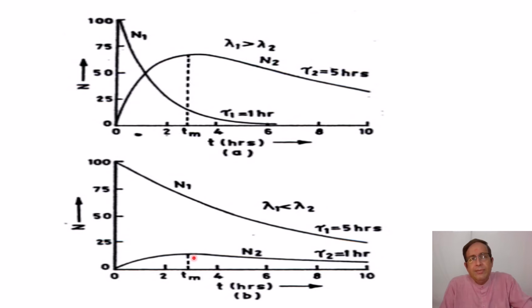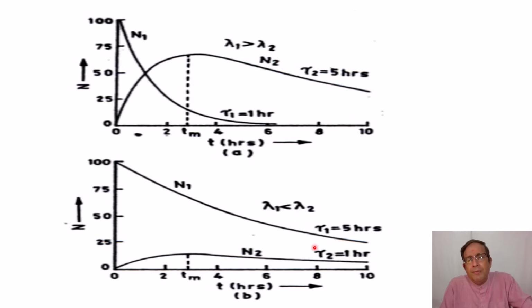In the second case, which is a kind of transient equilibrium, lambda 1 is less than lambda 2. N1 decreases but slowly, not as fast as in the first case, because lambda 1 is less than lambda 2, whereas N2 increases, and then after reaching a maximum value it starts decreasing. And since in this case it's the reverse, T2 is 1 hour and T1 is 5 hours, that is, the half-life of the daughter is 1 hour and the half-life of the parent is 5 hours.